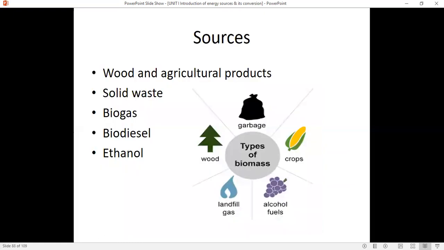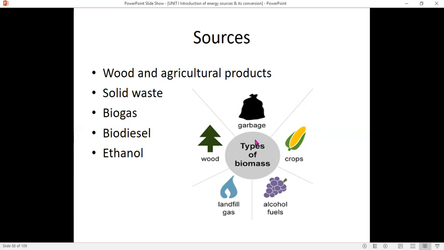Coming to its sources, first are wood and agricultural products, and solid waste can also be termed biomass. From that solid waste we can obtain biogas, biodiesel, ethanol and so on. These are renewable in nature. Why? Because we are taking CO2 from the atmosphere and converting it into useful energy. That's why it can be regarded as a renewable source.